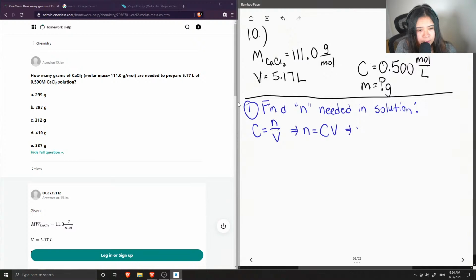So for our question, the desired concentration is 0.5 moles per liter, and the volume is 5.17 liters. If we multiply the two, our liters will cancel out, and we're left with our value in moles. So you should end up getting 2.585 moles.